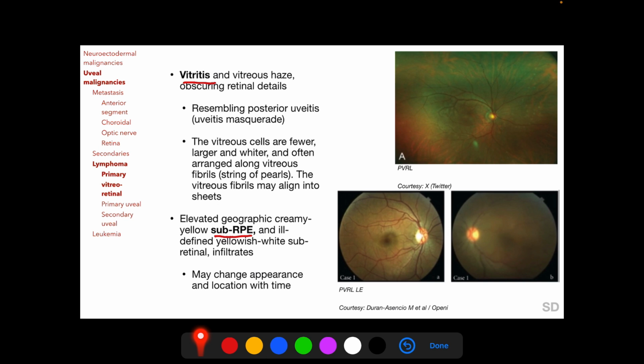In contrast to posterior uveitis, the vitreous cells of PVRL are fewer, larger, and whiter, and often arranged along vitreous fibrils in a string of pearls appearance, and these vitreous fibrils with the adhered vitreous cells may align into sheets. The sub-RPE infiltrates appear as elevated geographic and creamy yellow lesions, and there can be subretinal infiltrates as well, which appear as ill-defined yellowish white lesions. And the sub-RPE as well as subretinal infiltrates may change appearance and location over time. We see these white sub-RPE lesions in both these photographs.